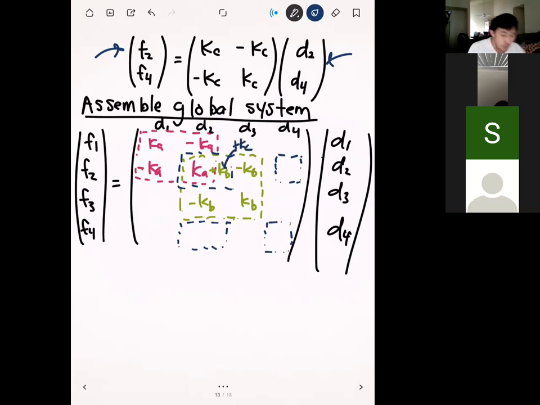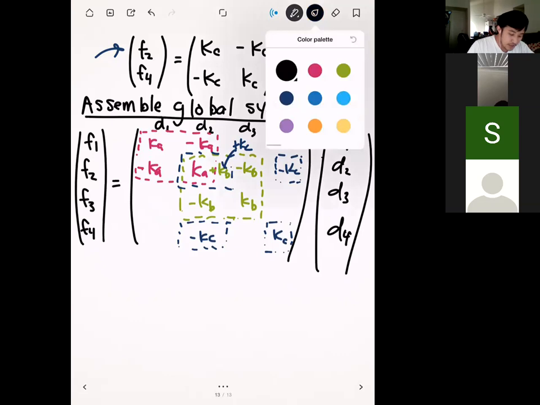So I kind of ran out of room, but imagine that there's a plus Kc there. And so in that D2, D2 slot, we have Ka plus Kb plus Kc. Okay. And then we write in all the other guys just like that. Okay. All right. Any questions on how we assemble this matrix?